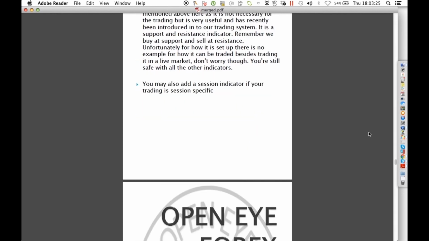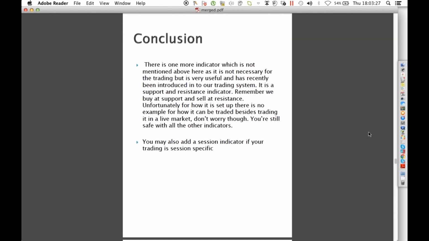All right, and another indicator which I haven't added here, but can be very useful to you, is a session indicator. If your trading is broken down to a specific session, like if you trade the London session, the New York session, or the Tokyo session alone, then that would be a very useful indicator to you.